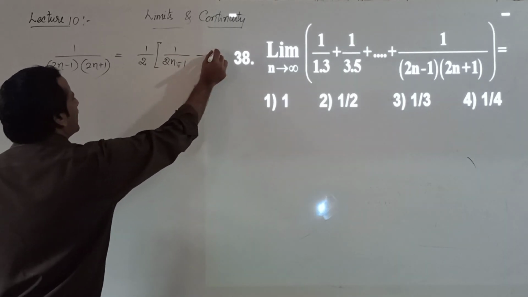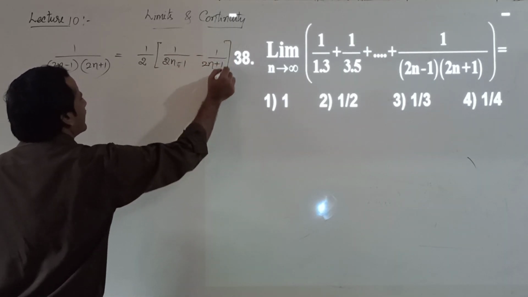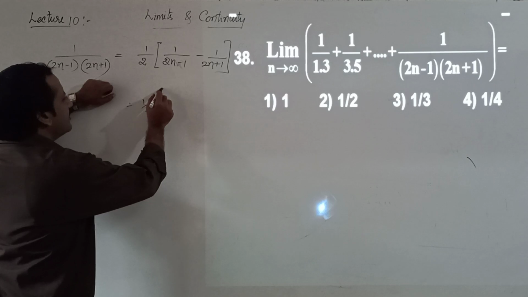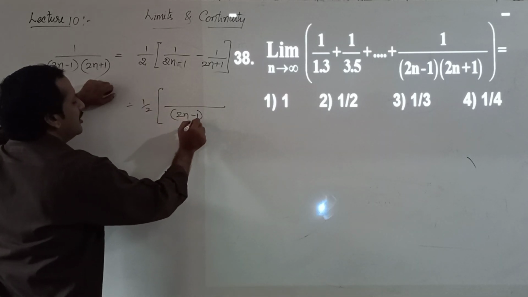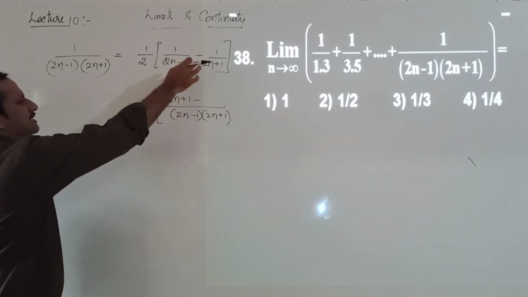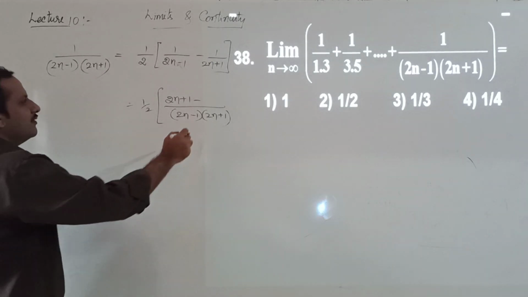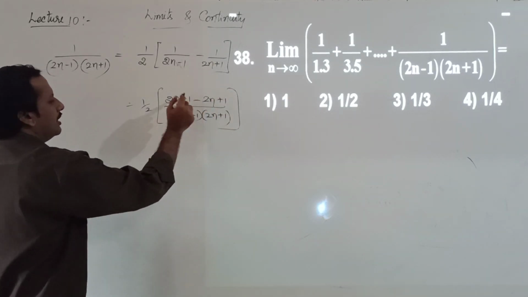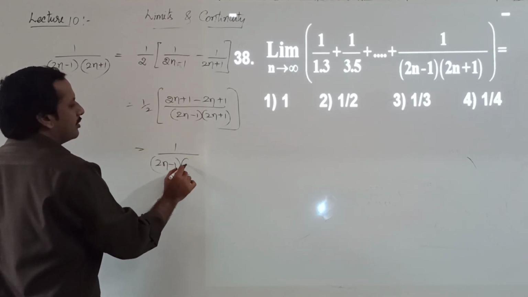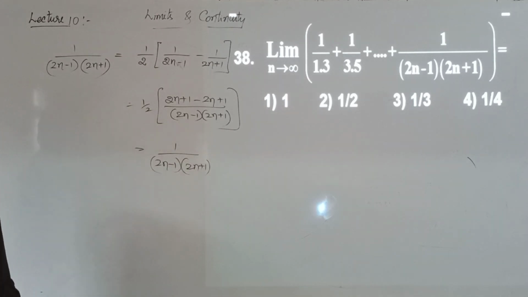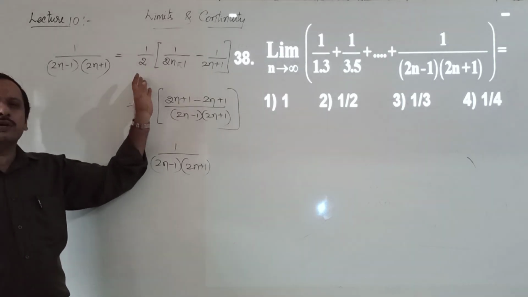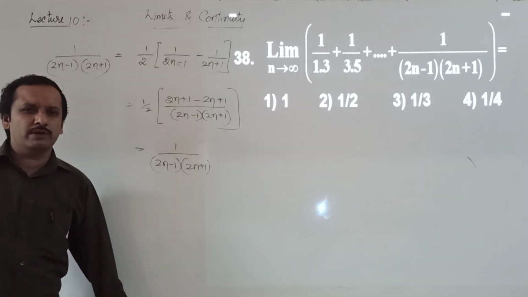minus 1 minus 1 by 2n plus 1. Can I write it in this way? How? Let us cross check. I'll take LCM here. LCM is 2n minus 1 into 2n plus 1. Then numerator will be 2n plus 1 minus of 2n minus 1. That will give you minus 2n plus 1, 2n gets cancelled, 1 plus 1 is 2, the 2 and 2 get cancelled. So it will give you 1 by 2n minus 1 into 2n plus 1 on simplification. So I am writing 1 by 2n minus 1 into 2n plus 1 as 1 by 2 into 1 by 2n minus 1 minus 1 by 2n plus 1.